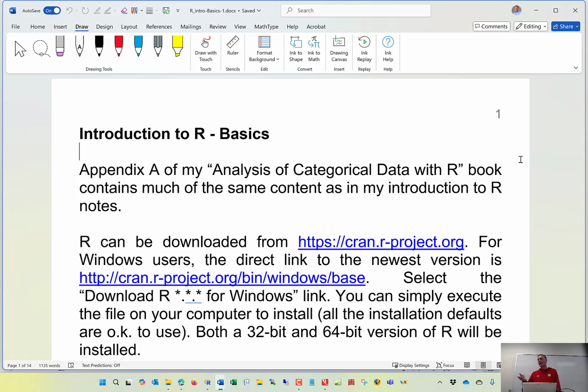Then 2 guys in New Zealand, can't remember their names, but they do have R as the first letter in either their first name or their last name. I can't remember their names off the top of my head. 2 guys in New Zealand decided to say, hey, we're going to create our own statistical software package that's very similar to S because everyone's familiar with it, but we're going to make it free. And so that's how R came about.